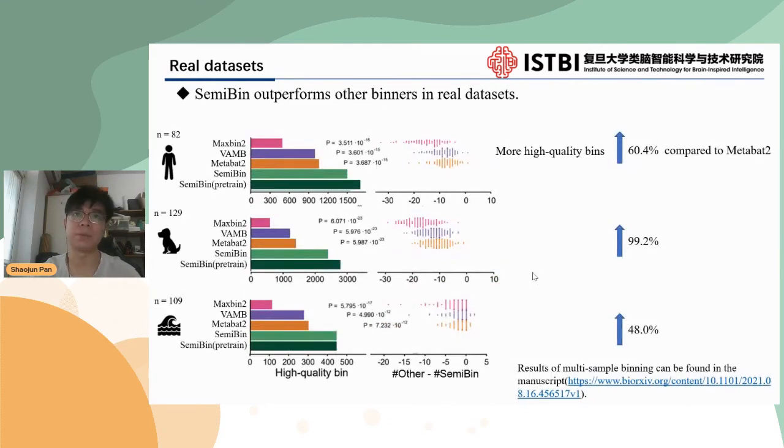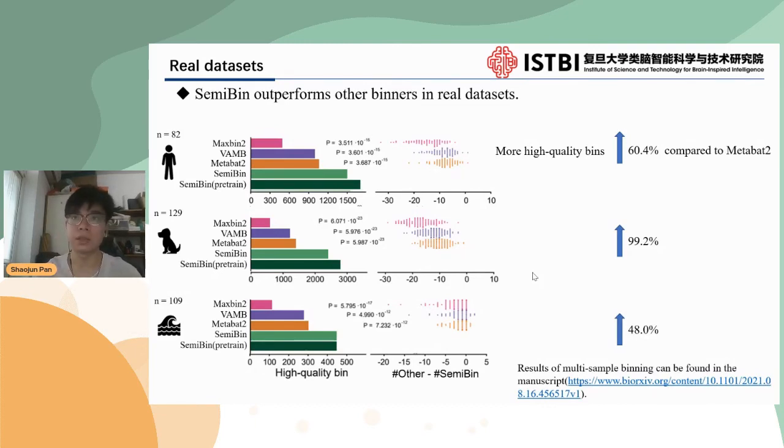Then we benchmarked SemiBin pre-train, trained from 20 samples, on real datasets with single-sample binning: human gut with 82 samples, dog gut with 129 samples, and ocean with 109 samples. In the left part of the picture, we show the number of high-quality bins, and in the right part, the difference between the other binners and SemiBin pre-train for every sample. A negative point means that SemiBin pre-train performs better in this sample, and a positive point means that SemiBin pre-train performs worse in this sample.